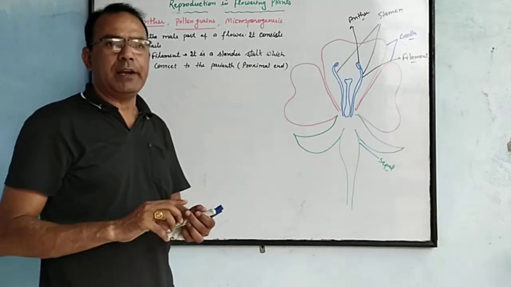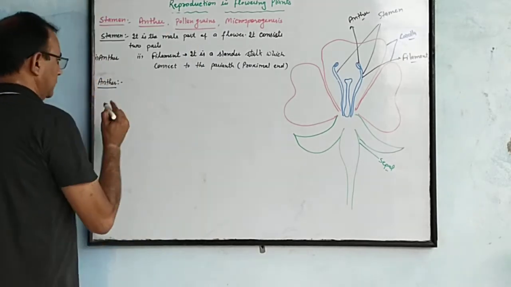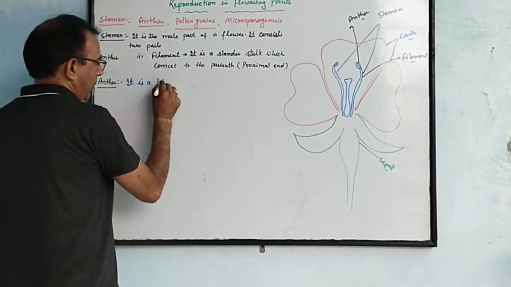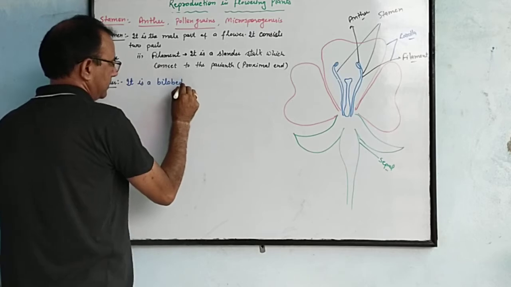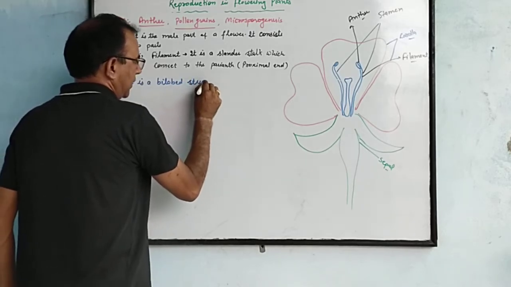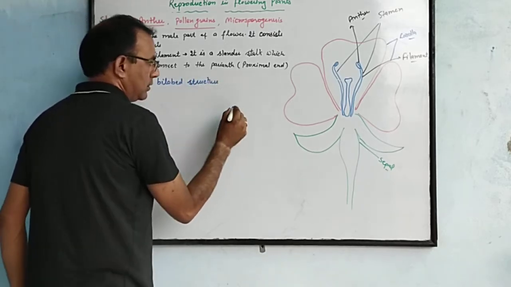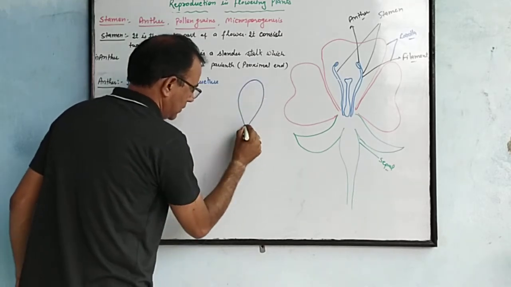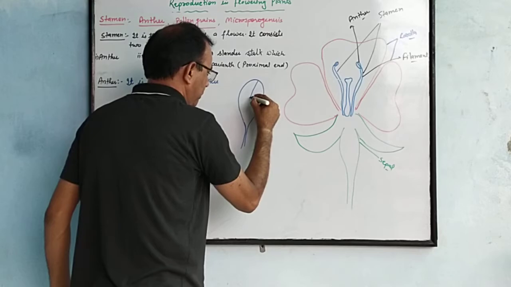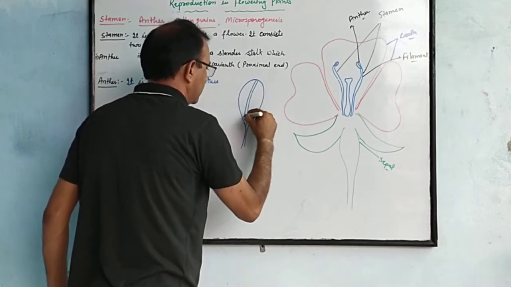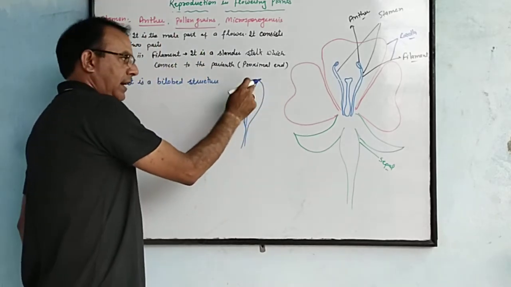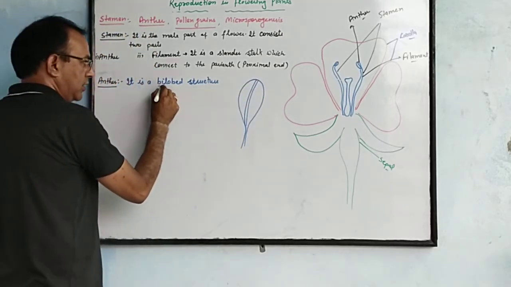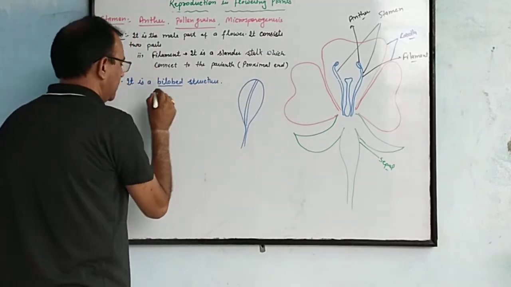Anther. What is anther? Anther is a bilobed structure. Bilobed means it contains two lobes. The anther consists of two lobes, one lobe and this one is the second. Bilobed structure means it consists of two lobes.